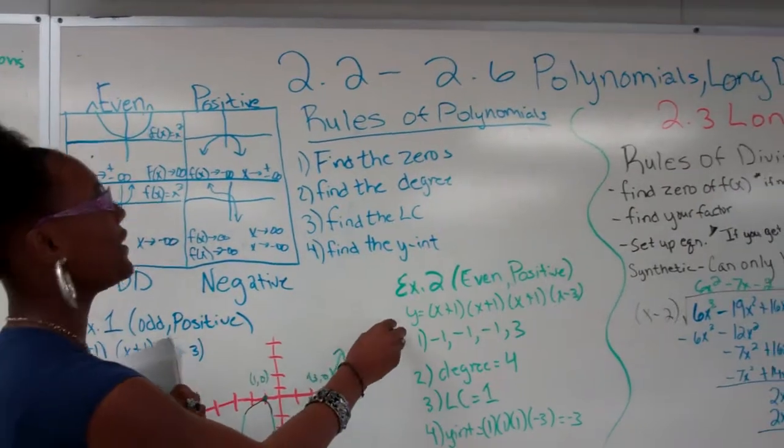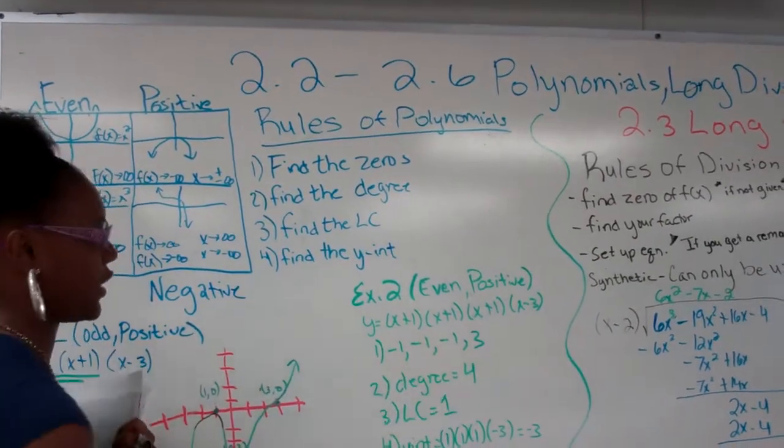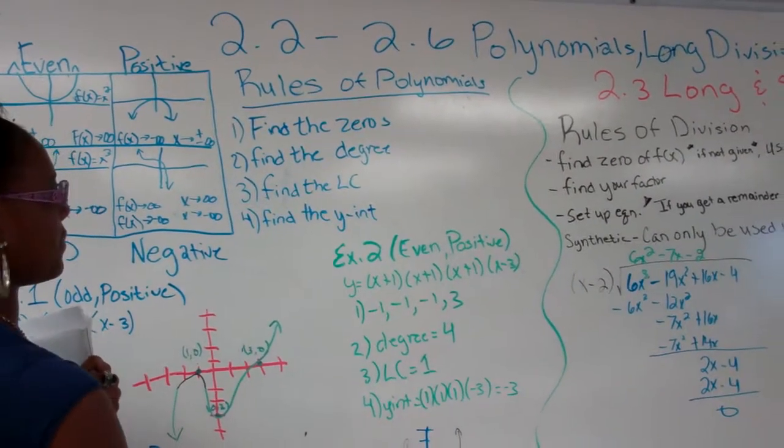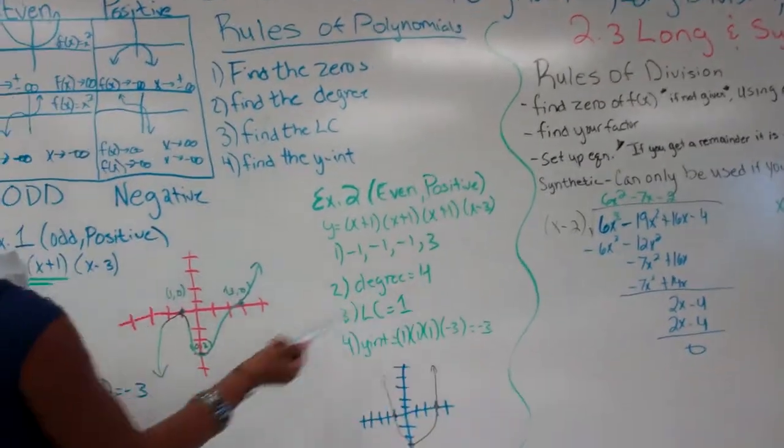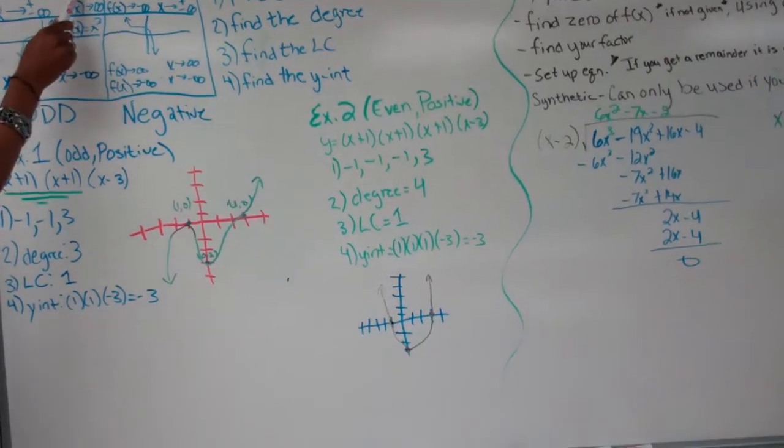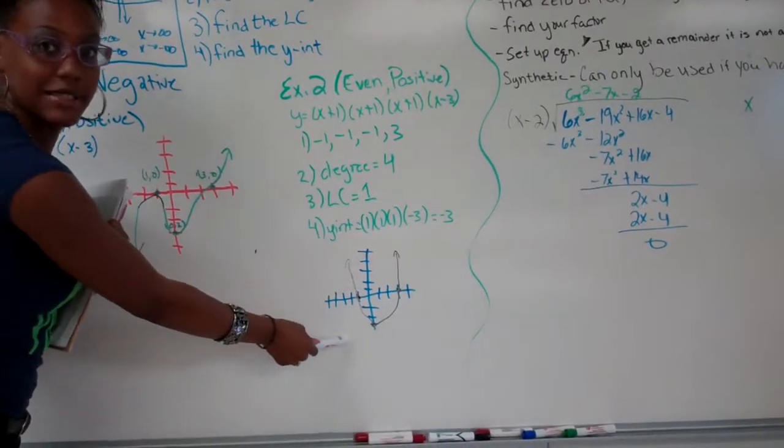And example 2 is of an even and positive one. You follow the same rules, except since it has a degree of 4, it will look like the parent function f(x) equals x squared. And it'll come out as this.